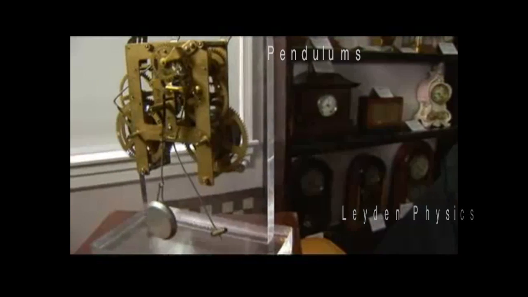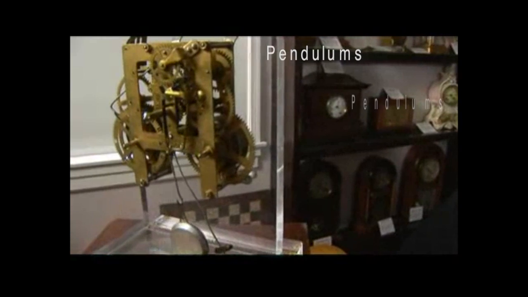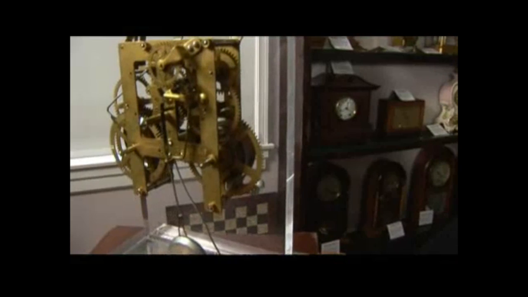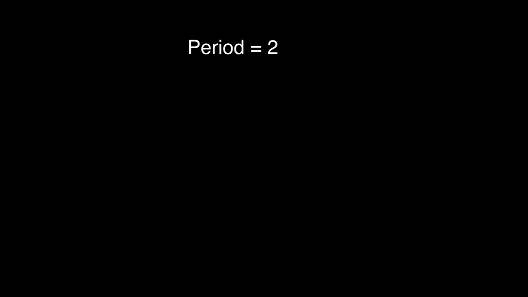The period of a pendulum is so regular and predictable that it can be used to keep time on clocks. The equation for the period of the pendulum is period equals 2 pi times the square root of the length of the pendulum divided by gravity. If you wanted the period of a pendulum to equal 1 second, we would set 1 second equal to 2 pi times the square root of L over 9.8.